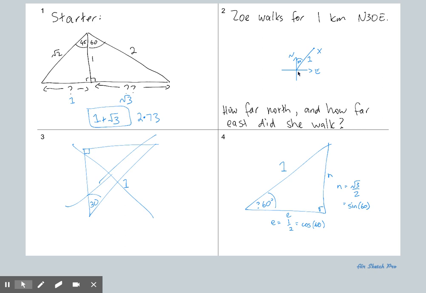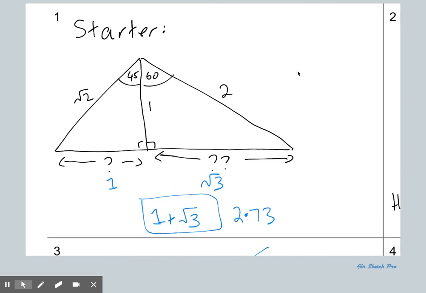Okay. Looking at that starter problem, ladies and gentlemen, I got you to work out that the side length of this big old triangle here is 2.73, 1 plus root 3. So we know that the angle here in this big old triangle, ignoring that line in the middle, is 105 degrees.